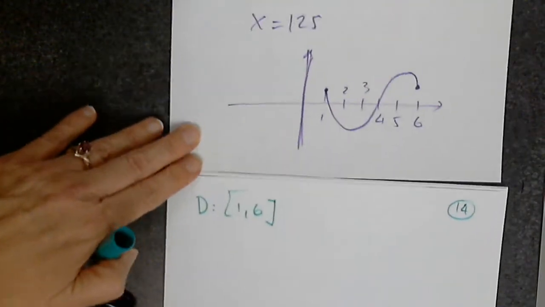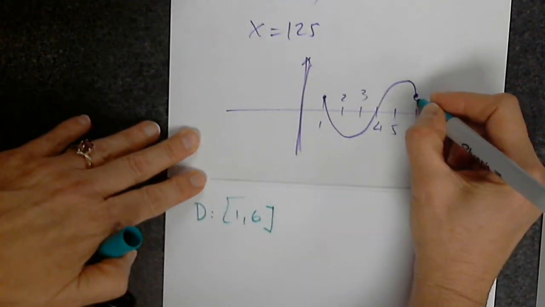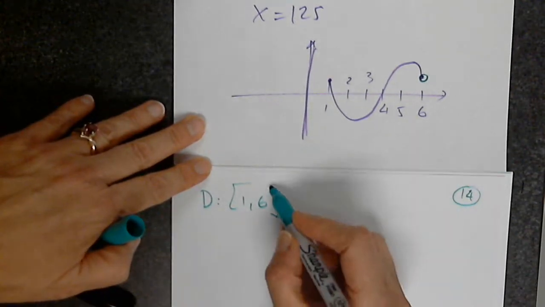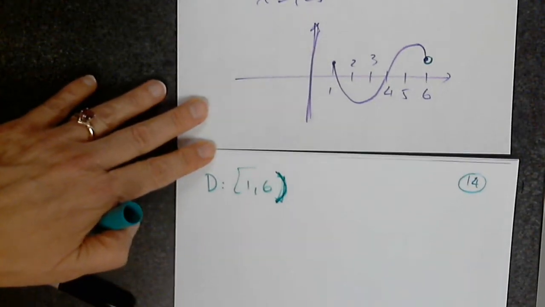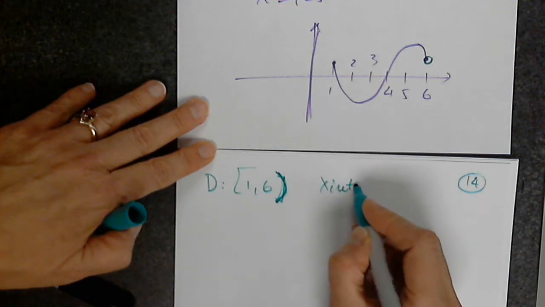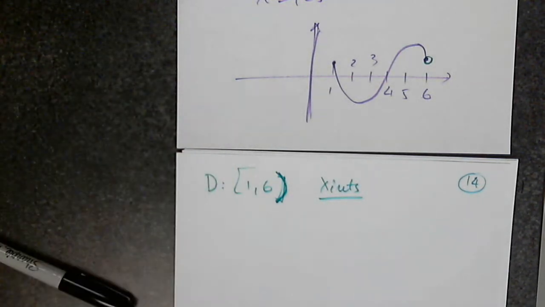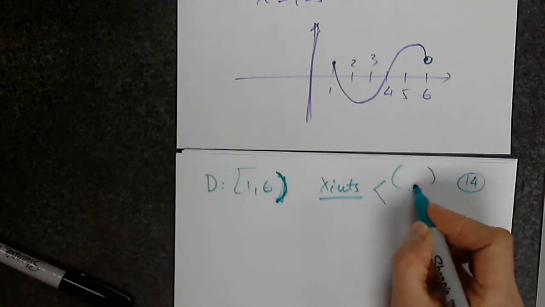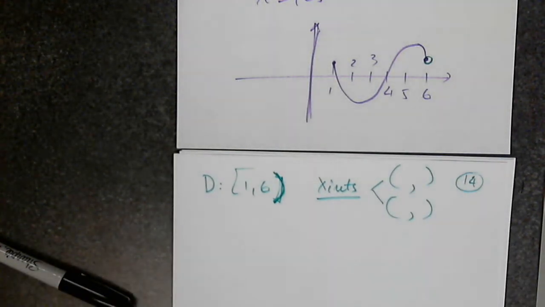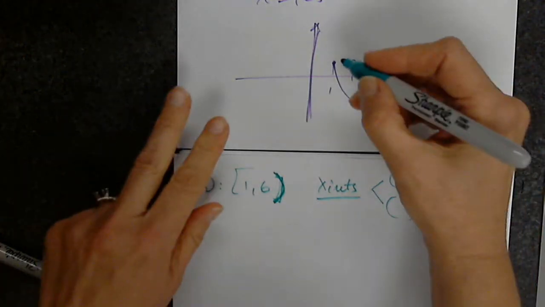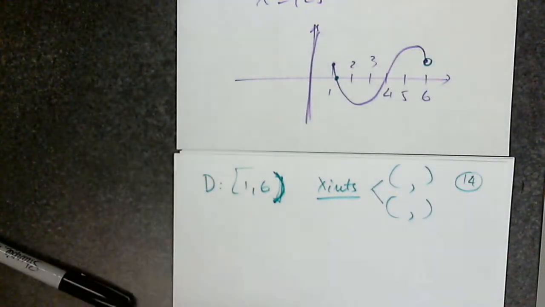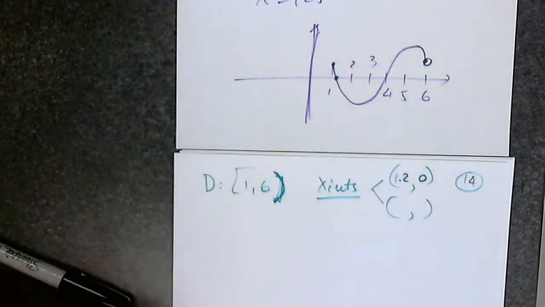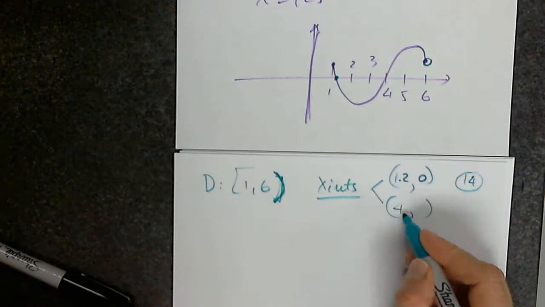What if I have an open dot here? Let's say this is an open dot, then what changes? Parenthesis, of course. Good. X-intercepts, in ordered pair format. Yes, 1 point something. 1.2 comma 0. And the other one? 4 comma 0.